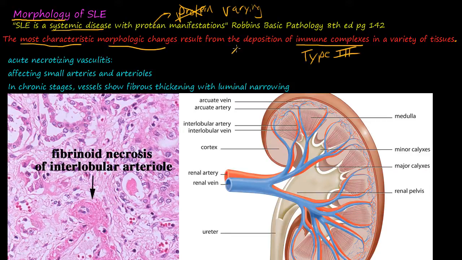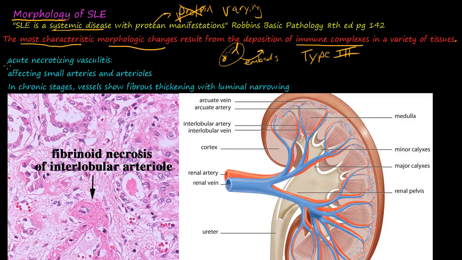So just as a little reminder, there's a little antigen right here. An antibody comes over here and binds to it, which makes an immune complex. Well, then this immune complex embeds itself in certain areas within the body. And then that causes inflammation and causes the tissues to be damaged.